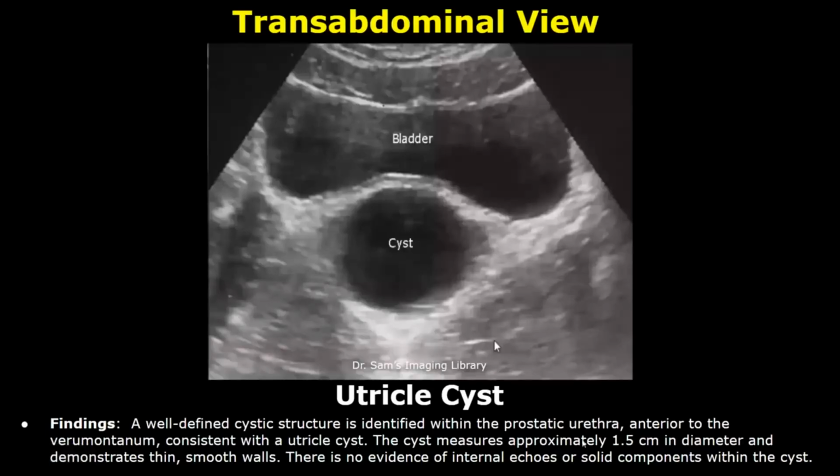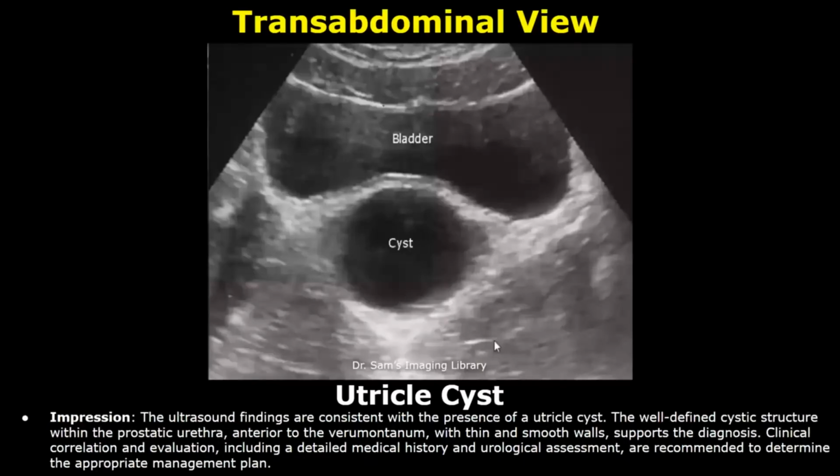Then the size of the cyst is written, and it demonstrates thin, smooth walls. There is no evidence of internal echoes or solid components within the cyst. In the impression, you can conclude that the findings are consistent with the presence of a utricle cyst, and in the end you can write about clinical correlation.